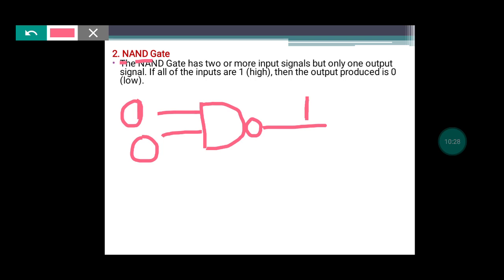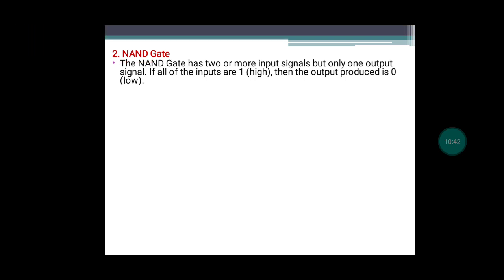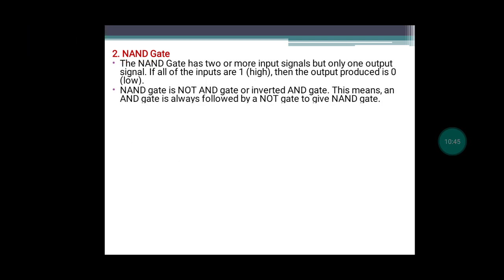So what is a NAND gate? It is a gate which has two or more input signals but only one output signal. And how is the behavior? If all the input signals are 1, that is high, then only the output signal will be 0 or low. As I said, it is a combination of NOT and AND gate, or it is also called an inverted AND gate. This means the AND gate is always followed by a NOT gate to give the NAND gate. I had just drawn the AND gate first, and after that, I drew a bubble. A bubble is nothing but it represents a NOT gate.